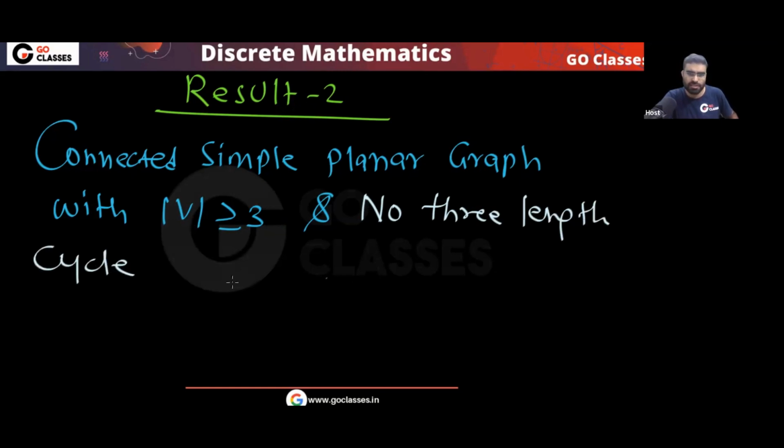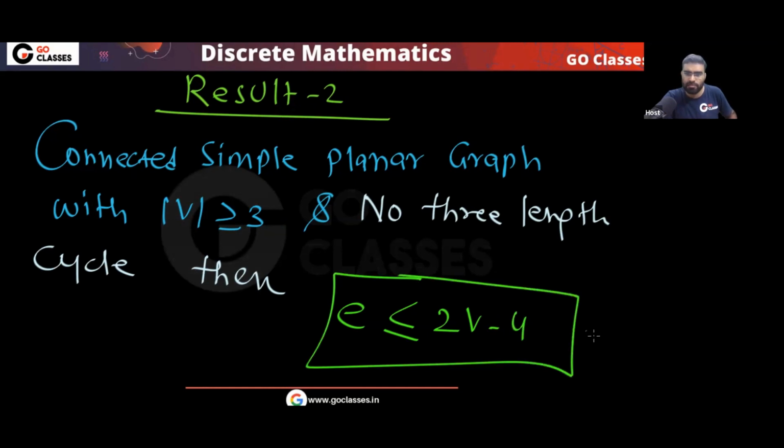Okay, and no 3 length cycle. Then what will happen? Tell me. For this type of graph, what will happen? Number of edges will be less than or equal to 2v minus 4. This will happen. Okay. Is this clear? Very simple, right?